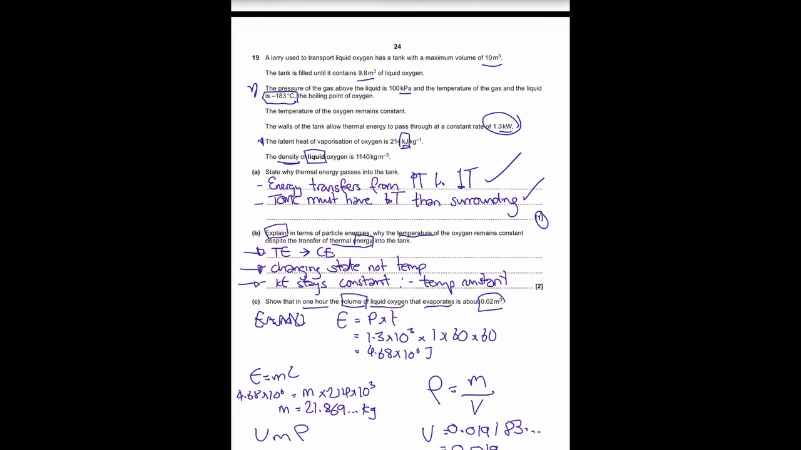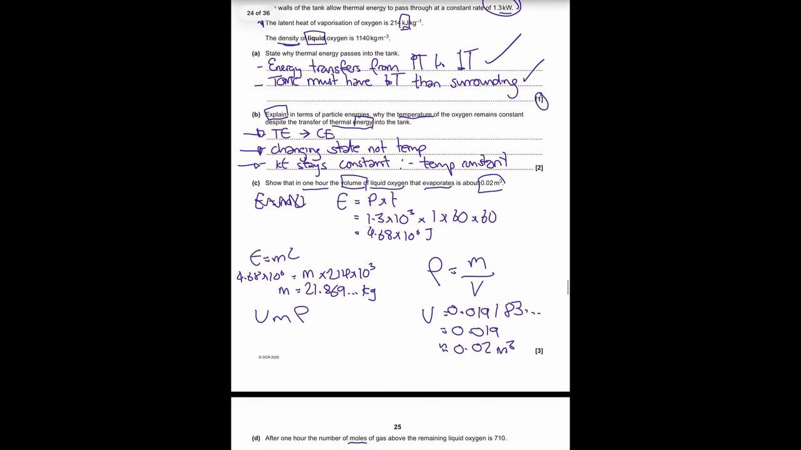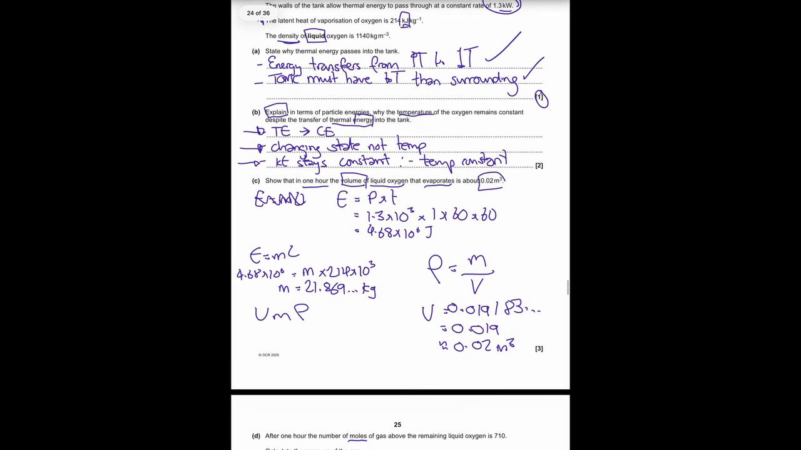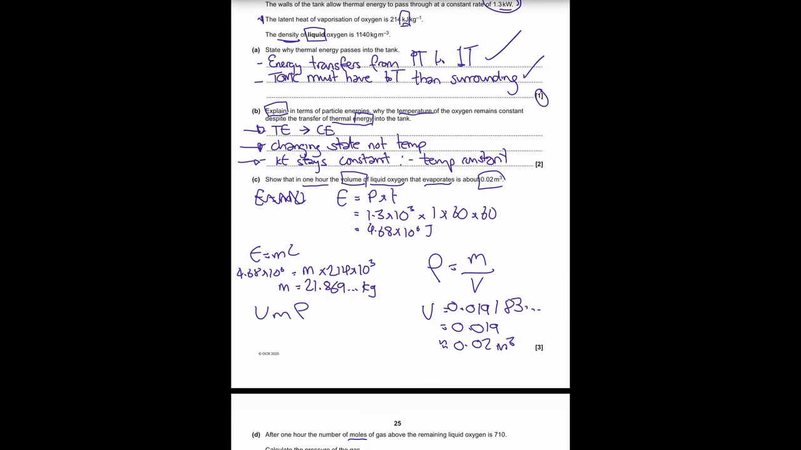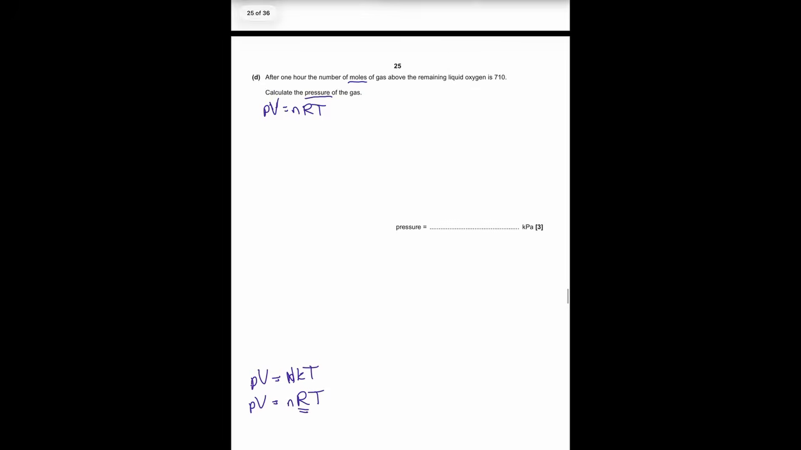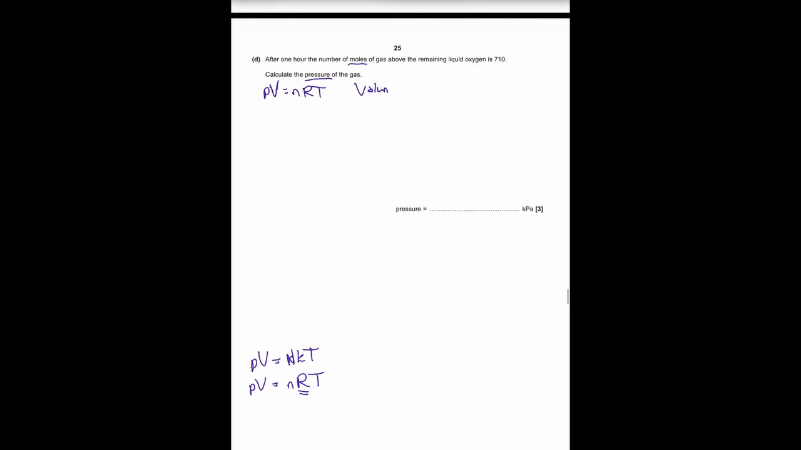Well, if I know that I started off with 9.8 meters cubed of liquid oxygen, and this much has evaporated, 0.02, I know that I can do something from that. So the volume of oxygen remaining. And still remember, I might not even know what I'm doing with this, but I can do something sensible. So 9.8 take away 0.02, or to be fair, you should be using the number that you worked out, but I haven't. I just did it quickly. So 9.78 meters cubed, that's going to be left.